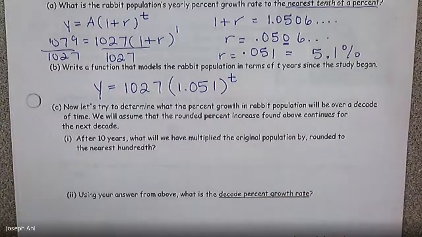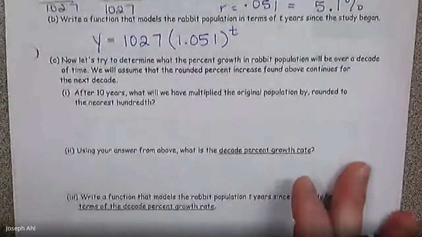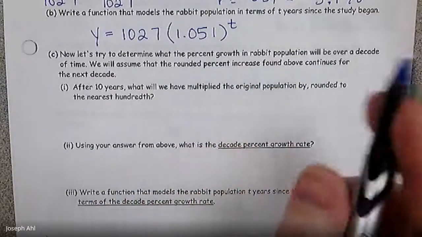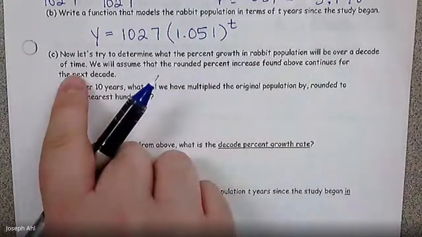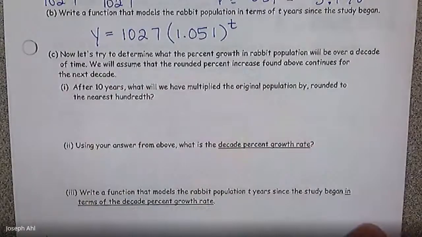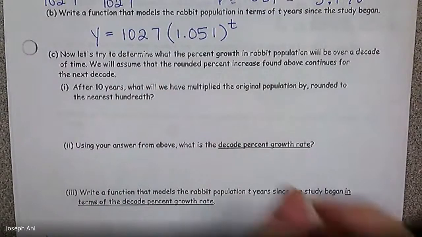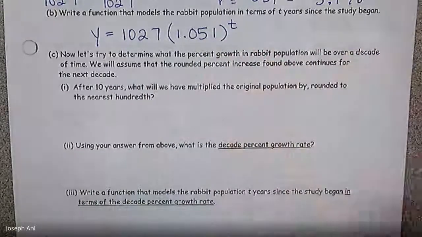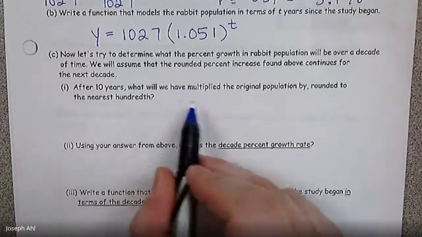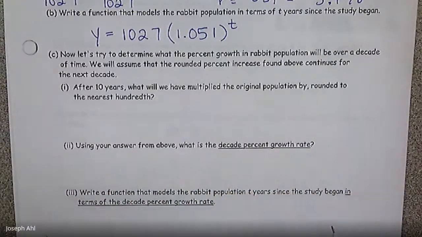We're going to extend this out a little bit further, though, and think about some of those equivalent rate ideas that we were just working with a moment ago on the other page. So it says, now let's try to determine what the percent growth rate in the rabbit population would be over a decade of time. Decade, of course, being 10 years. We will assume that the rounded percent increase found above continues for the next decade. So if this pattern continues for another decade, what percent growth will we see over the course of those 10 years? Okay, so the question says, after 10 years, what will we have multiplied the original population by, rounded to the nearest hundredth?